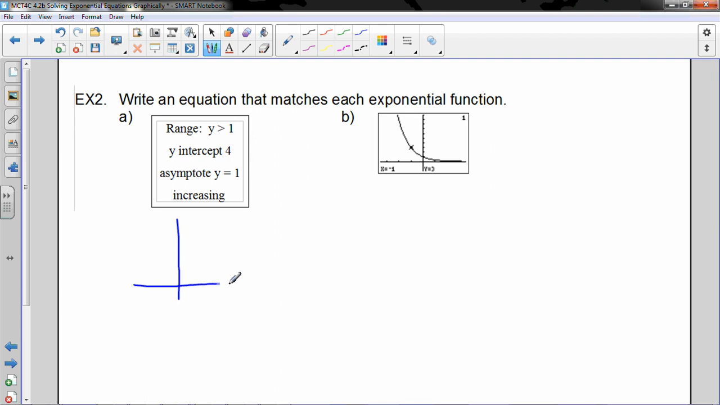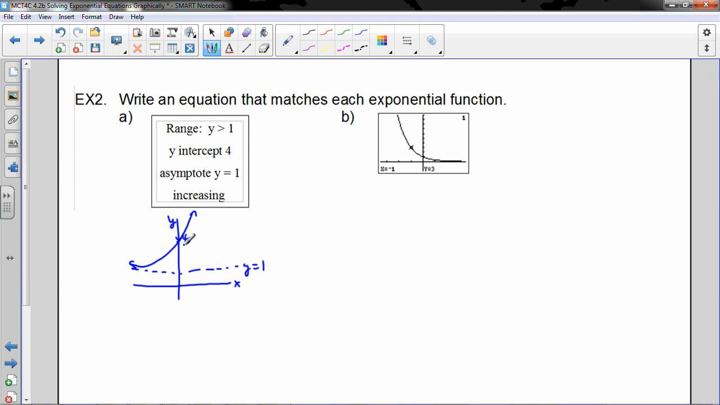What I would do is draw a graph, a sketch, and then we can have an idea of what's going on here. The y-intercept is 4. Asymptote at y equals 1, so this doesn't have to be to scale. There's y equals 1, and I see the range is above that, and it's increasing. Well, it means it's going like this, right? There, and so now, how do I come up with an equation? I've got to think about this.